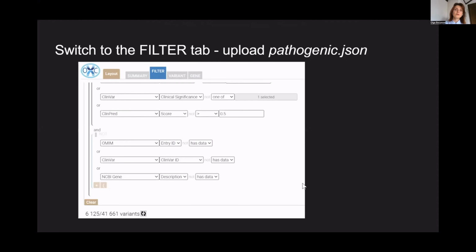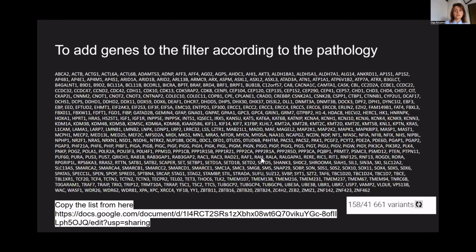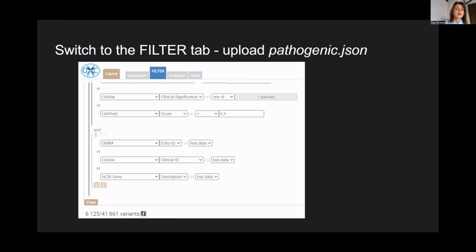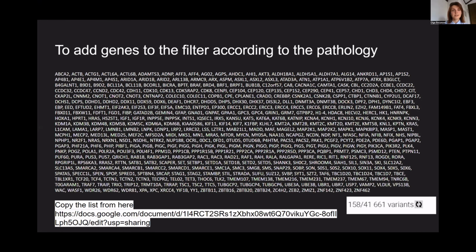Then again, we will go to the filter tab and choose filters, or we will actually use the filter you have already downloaded, the pathogenic filter that we have already applied. Actually, it's quite a universal filter, and you can use it quite broadly when it comes to analyzing pathogenic variants.